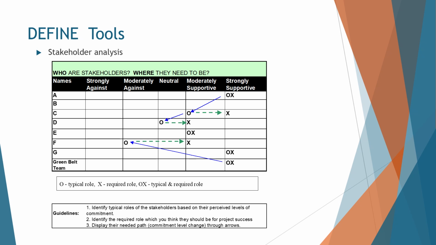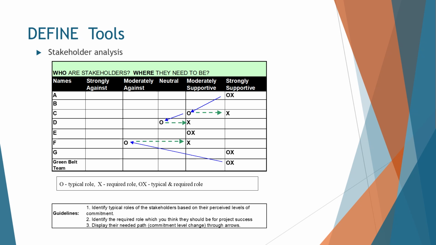Do you need to overcome that person? Who are the stakeholders? Where do they need to be? What's their role? Do they have a typical role, a required role, a typical and required role? Because the last thing you want is to not identify who your stakeholders are, and while you're going through the project, realizing that you're not going to be able to get anything done. So, identify the typical roles of the stakeholders based on their perceived levels of commitment. Identify the required role which you think they should be for project success. Display their needed path, commitment level change through arrows.